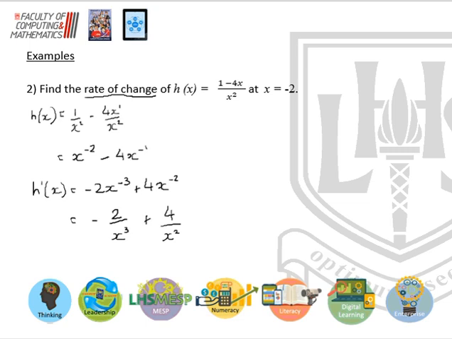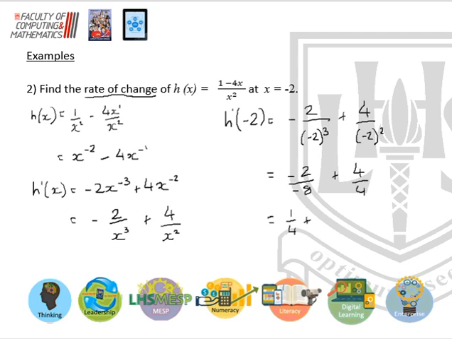Okay, then at x equals negative 2, I'm calculating h dash negative 2. So it's negative 2 over negative 2 cubed plus 4 over negative 2 squared. Okay, negative 2 cubed, well, negative 2 times negative 2 is positive 4, times another negative 2 is negative 8. And then that'll become 4 over 4. So it will be a quarter, add 1, which is 5 quarters, is your final answer.